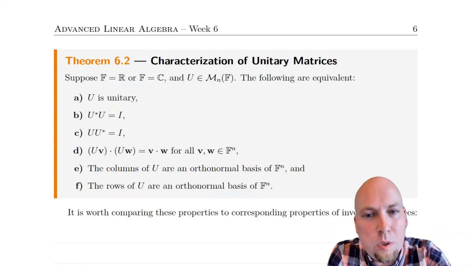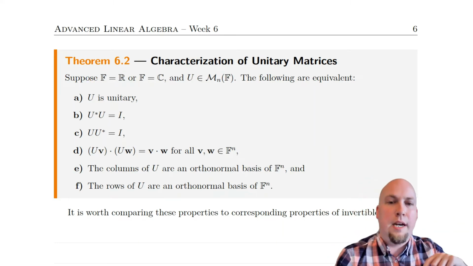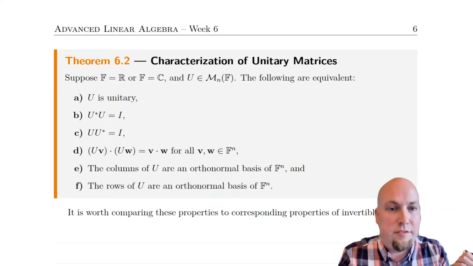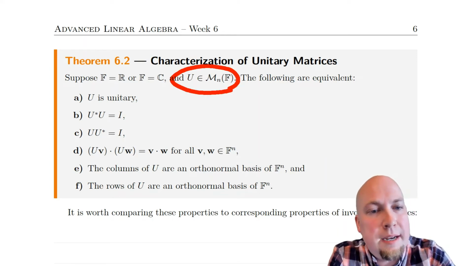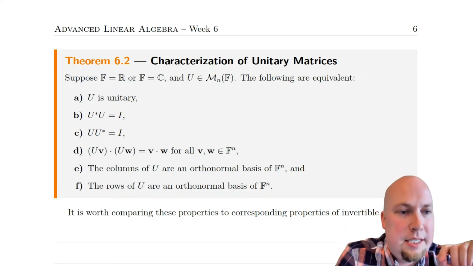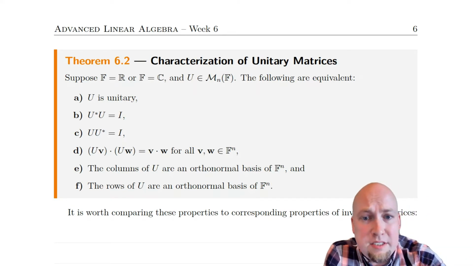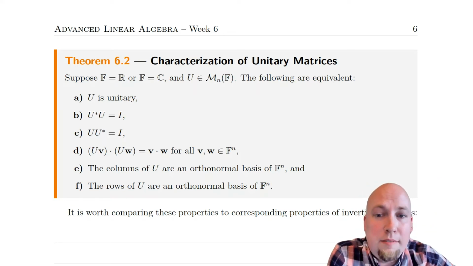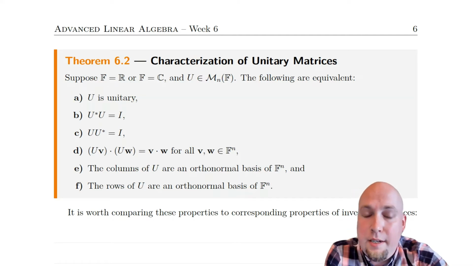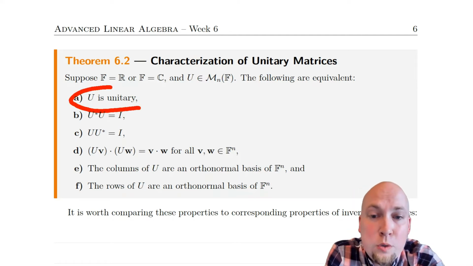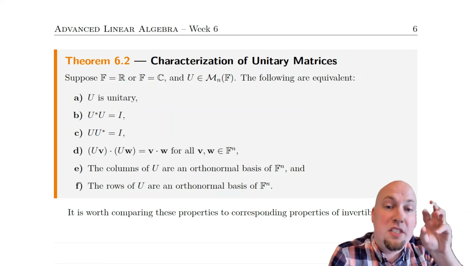Suppose that you're working with real or complex numbers as your ground field so that we have inner products to work with in the first place. And then you've got some n by n matrix, it has to be square for these things to make sense, over that ground field. In other words, with entries from that field. Then the following are all equivalent. Property A is unitary. And again, remember what that means is U, as a linear transformation, preserves the norms of vectors.